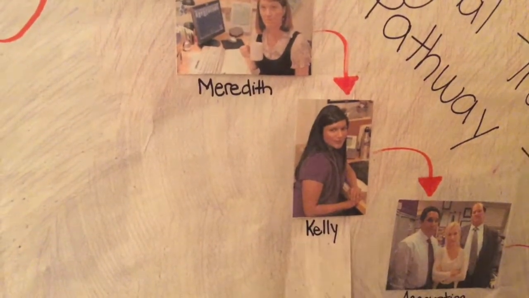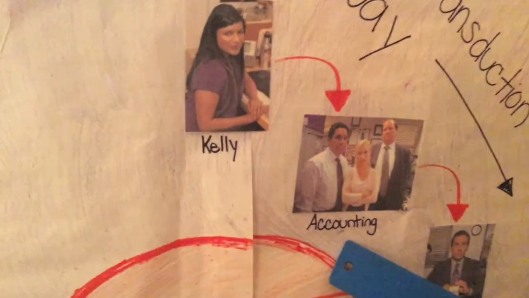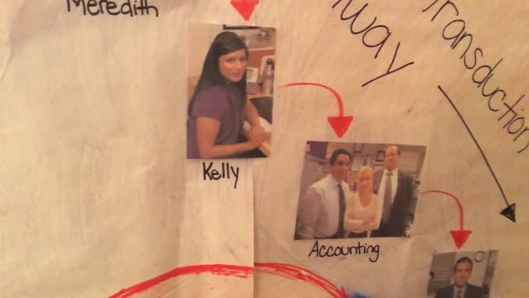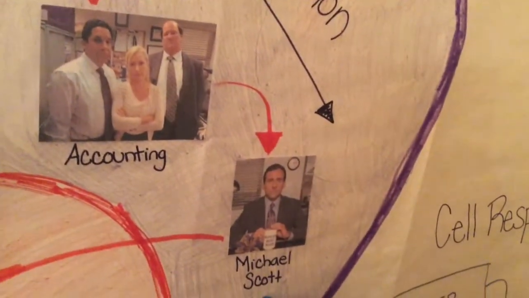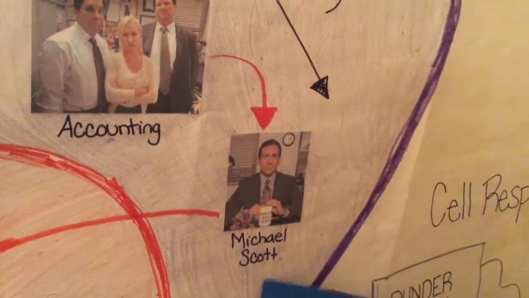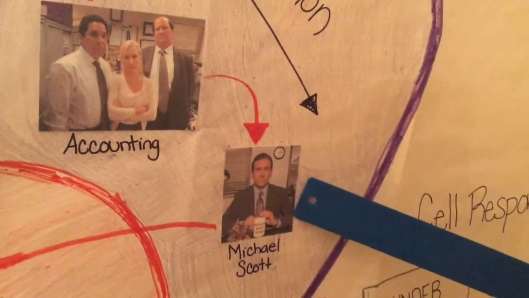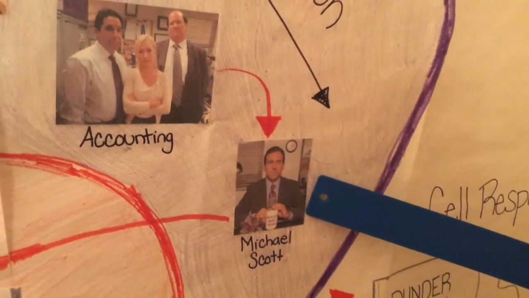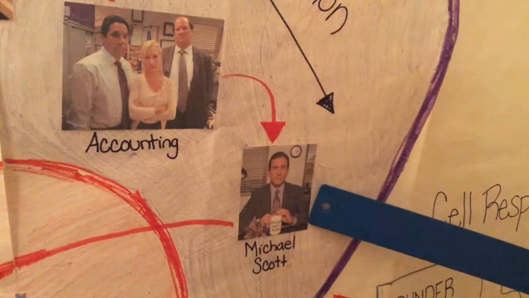The message is then passed on to accounting, who will make sure all the numbers add up with the new client. The message is finally signed off by the regional manager, Michael Scott. As the message about the new client cascades from one team member to another, the signal is amplified as more information is put together to get the new client their paper and make the response a success.